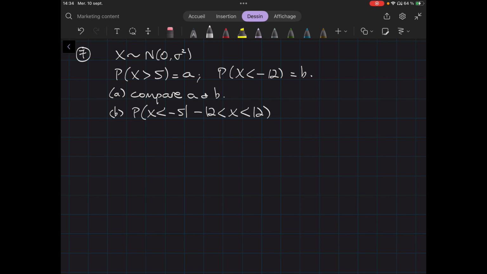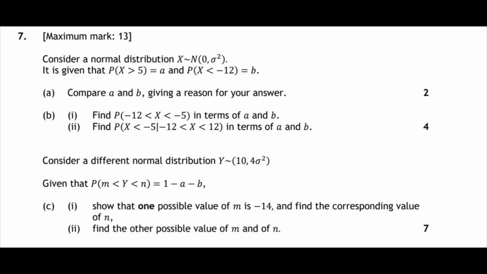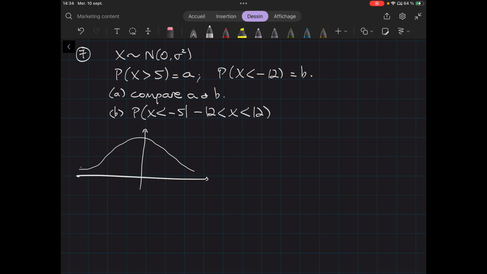Question 7 is on normal distribution. For all normal distribution questions, I highly recommend sketching out the distribution to remind yourselves of the possibility of symmetry. The mean of a distribution is at 0. We know that our probability that x is greater than 5 is equal to a, and the probability that x is less than negative 12 is b.